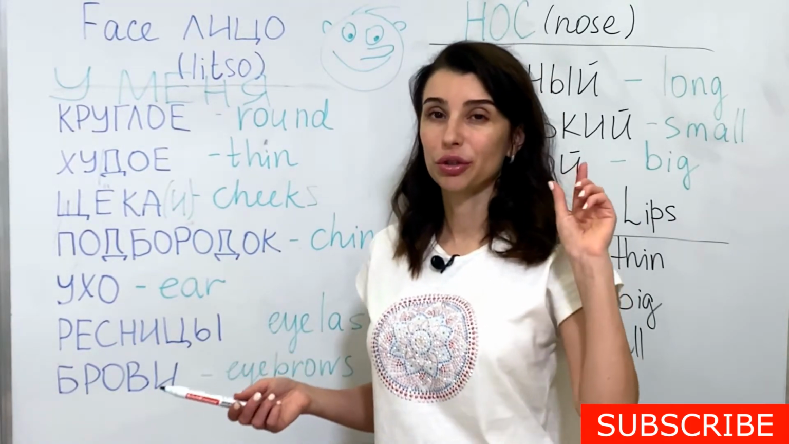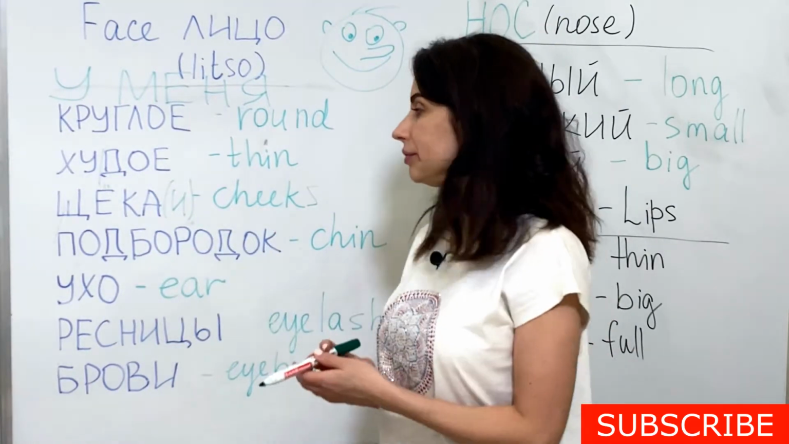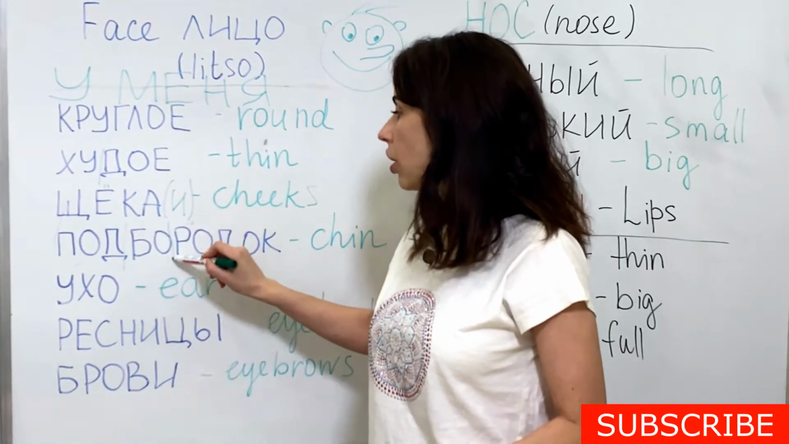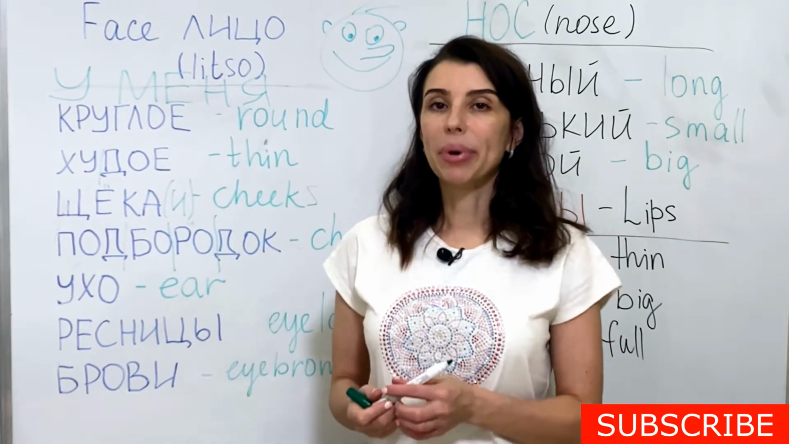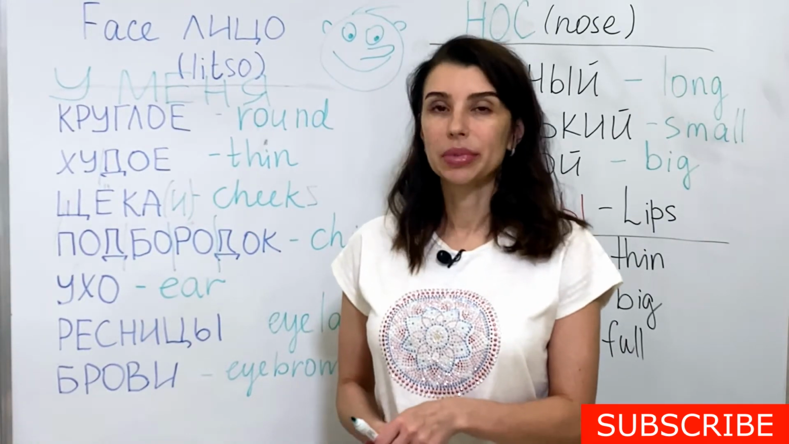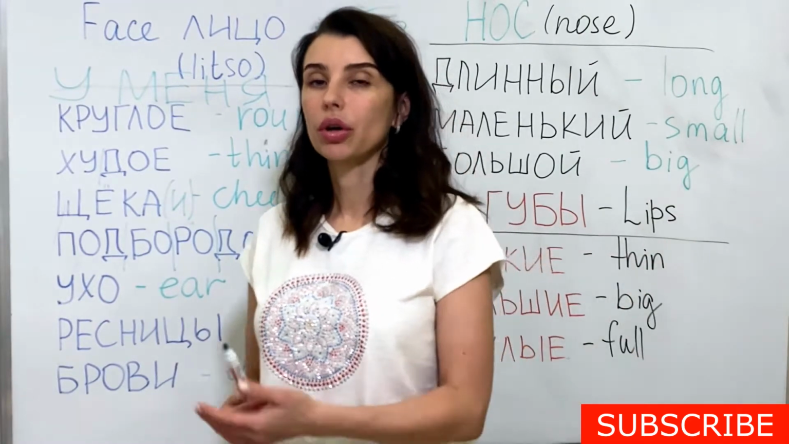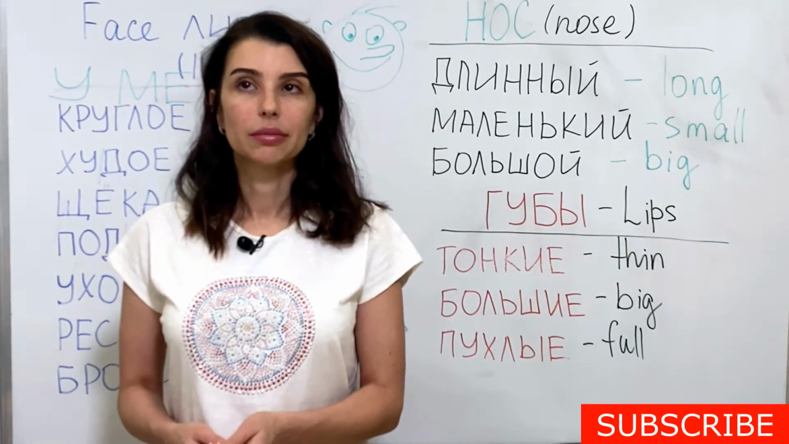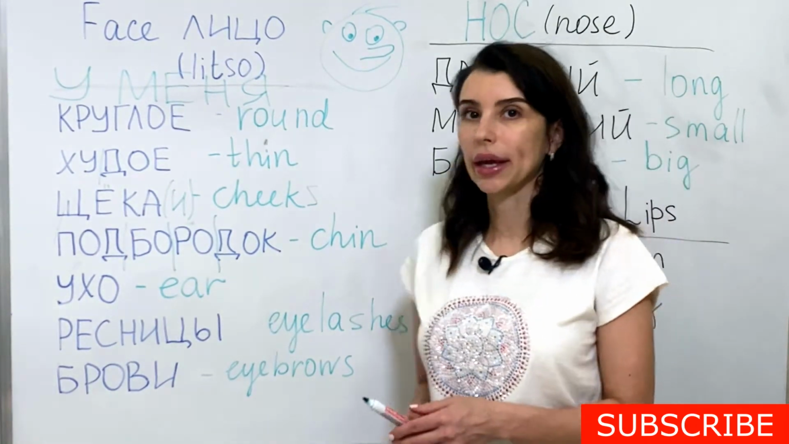So, подбородок, chin. A short word in English, but in Russian, под, бо, ро, док. Подбородок. Под, бо, ро, док. Подбородок. It means chin. Okay.